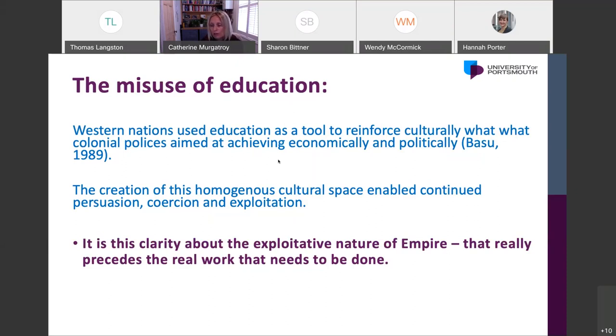So it was this creation of a homogenous cultural space through the use of education of natives that enabled continued persuasion, coercion and exploitation. And sadly for us, we've got to come to terms with and accept the exploitative nature of the Western Empire and the British Empire, because it's that recognition that really precedes the work that needs to be done.